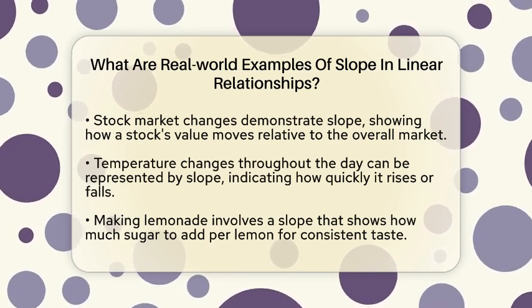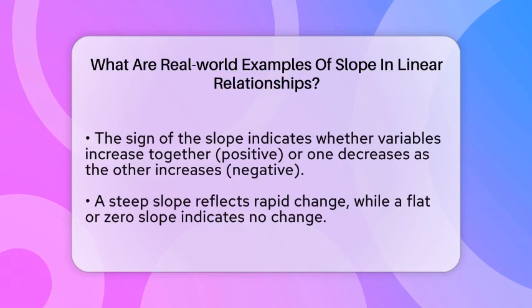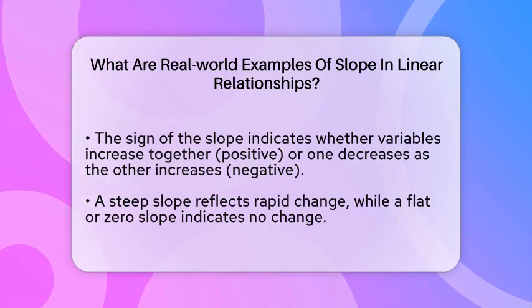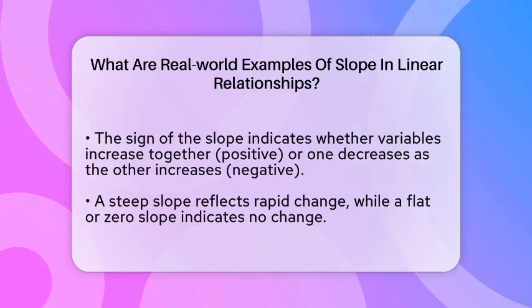Temperature changes over the course of a day also show slope. If the temperature rises from 60 degrees in the morning to 70 degrees in the afternoon, the slope indicates how quickly the temperature is climbing. If it drops from 70 to 60, the slope is negative, showing a decrease.